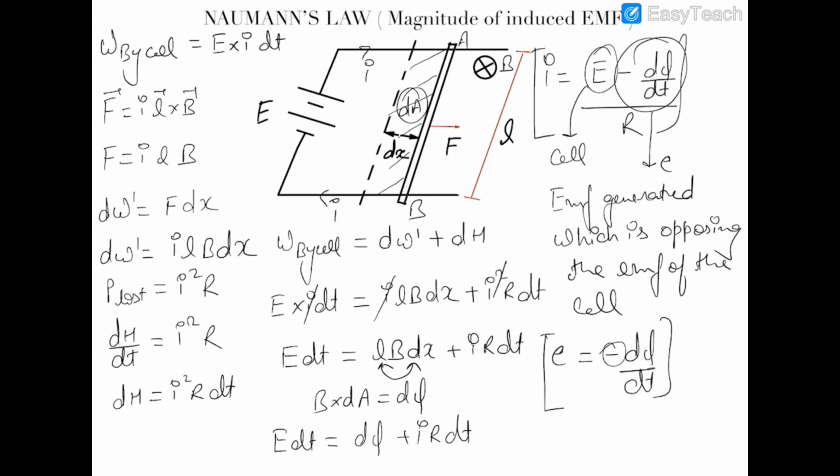So this was the analytical proof of Faraday's third law, and Faraday and Neumann used this apparatus or this arrangement to prove this third law.